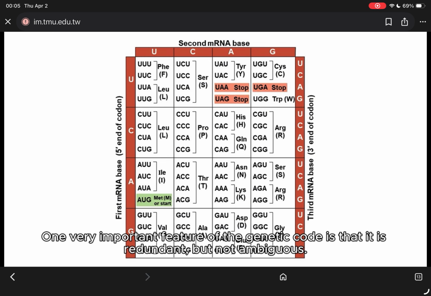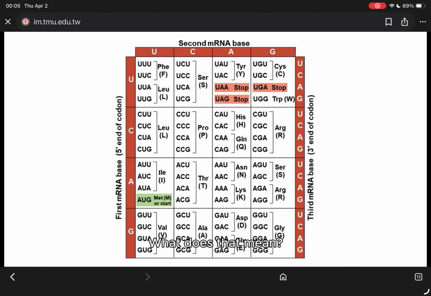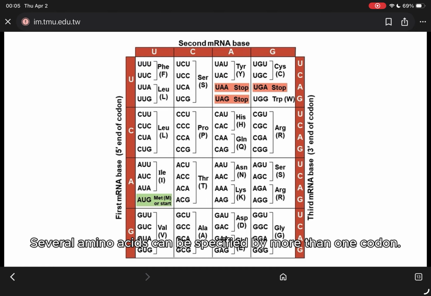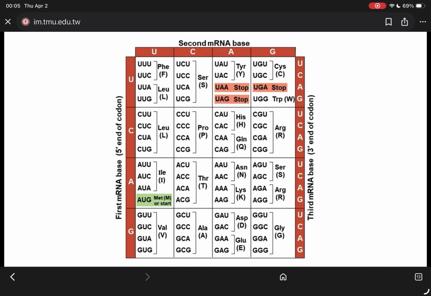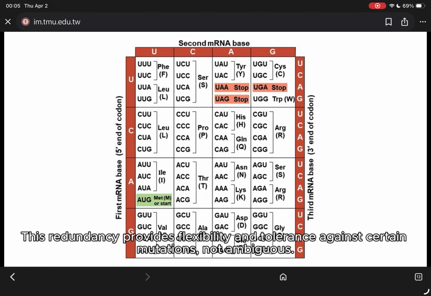One very important feature of the genetic code is that it is redundant, but not ambiguous. What does that mean? Redundant: several amino acids can be specified by more than one codon. For example, leucine has 6 different codons that all encode it. This redundancy provides flexibility and tolerance against certain mutations.